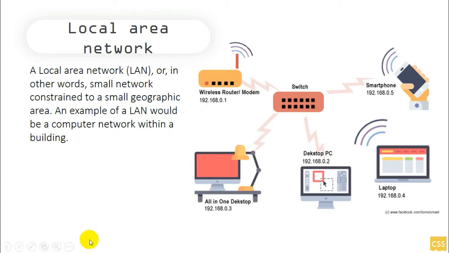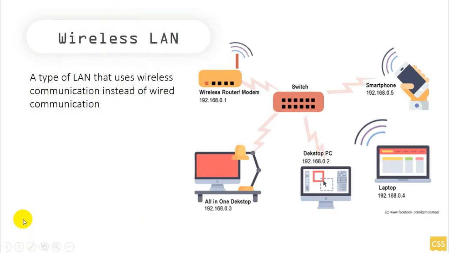Now, there's also what we call a wireless LAN, or WLAN. It is a type of LAN that uses wireless communication. So instead of wired communication, a wireless LAN would typically have a router or a wireless access point, for the mobile devices and the laptops, so they can connect wirelessly there.